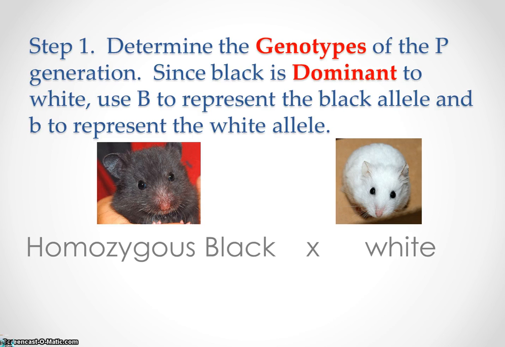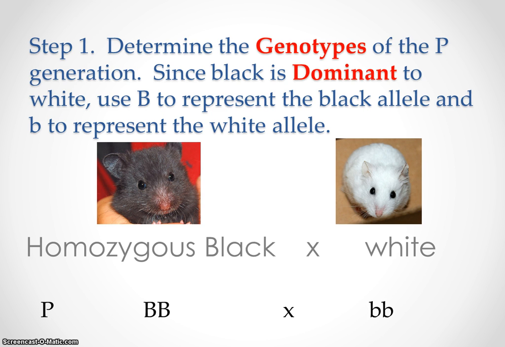So, step 1. Determine the genotypes of the P generation. The P generation is the pure parental generation. They must both be homozygous to be in the P generation. Since black is dominant to white, we're going to use big B to represent the black allele. And then we'll use little b to represent the white allele. Remember, our hamster that's black was homozygous black. That means he's going to be big B, big B. And we're crossing him with our cute little white hamster. Because white is recessive, our white hamster must have two little b's.